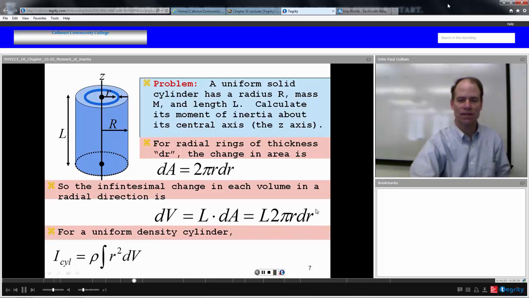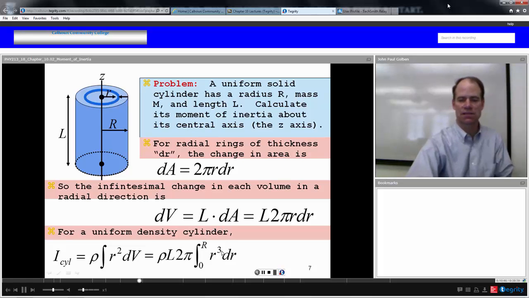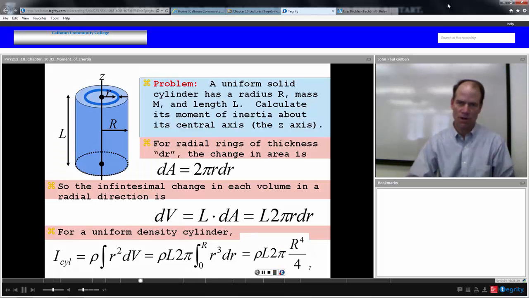Now we're going to integrate this using the formula that we just had for the moment of inertia. So the moment of inertia of this cylinder will be the density times the integral of r squared dV, but we'll substitute this in for dV. So we have rho, L is a constant, 2 pi is a constant. We have r cubed dr integrated from 0 to the radius of this cylinder. Well, that's not a very difficult integral. r cubed dr is simply 1/4 r to the 4th. So evaluating from 0 to the radius of the cylinder, we have density L 2 pi r to the 4th divided by 4.